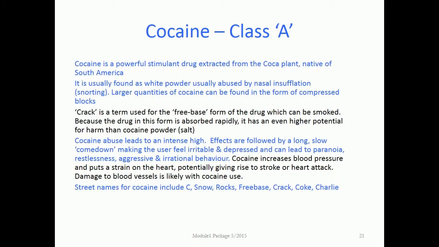Cocaine, Class A. Cocaine is a powerful stimulant drug extracted from the coca plant, native to South America. It is usually found as white powder, usually abused by nasal insufflation, snorting. Larger quantities of cocaine can be found in the form of compressed blocks. Crack is a term used for the freebase form of the drug, which can be smoked. Because the drug in this form is absorbed rapidly, it has an even higher potential for harm than cocaine powder salt.